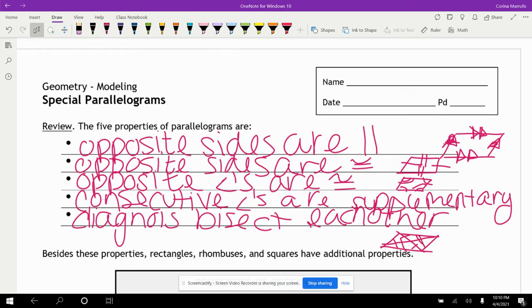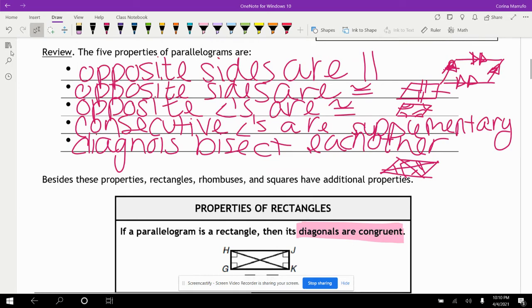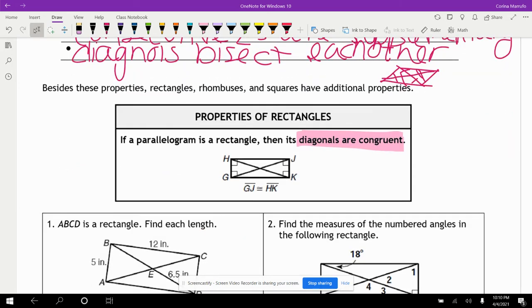Okay. All right, so here it says, besides these properties, rectangles, rhombuses, and squares have additional properties. So the first additional property is that if a parallelogram is a rectangle, then its diagonals are congruent. So not only do they bisect each other, so not only do they have these 5 rules up here that we learned previously, but then they have an additional one, which says that the distance from here to here should be the same as the distance from here to here. Only for rectangles, okay?